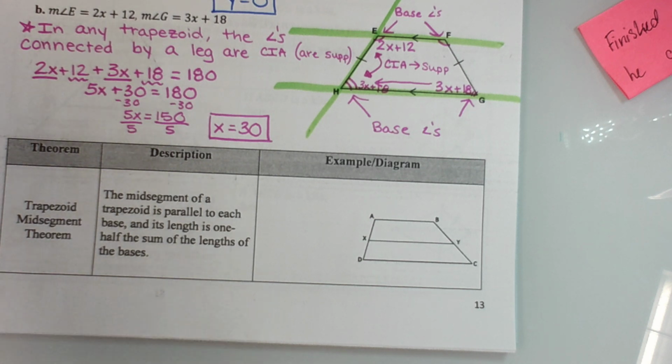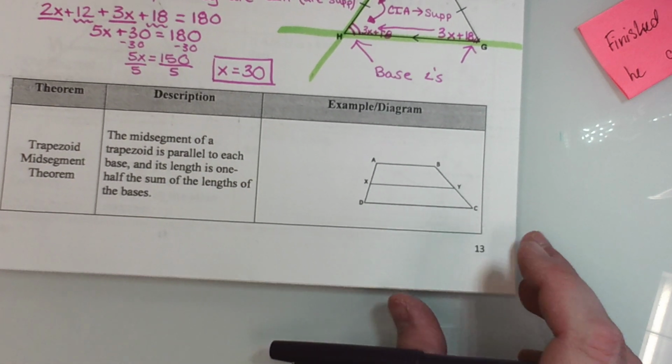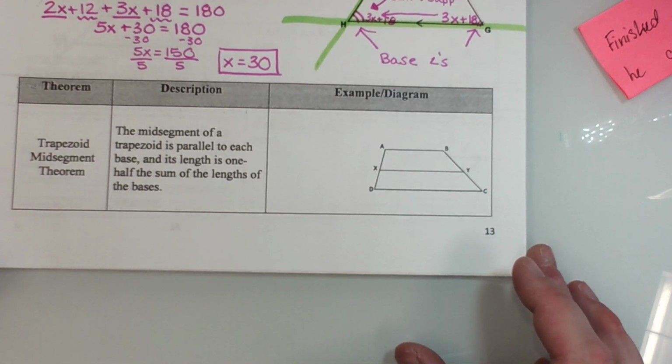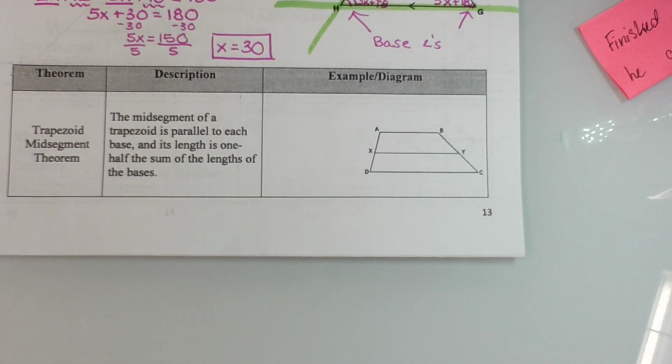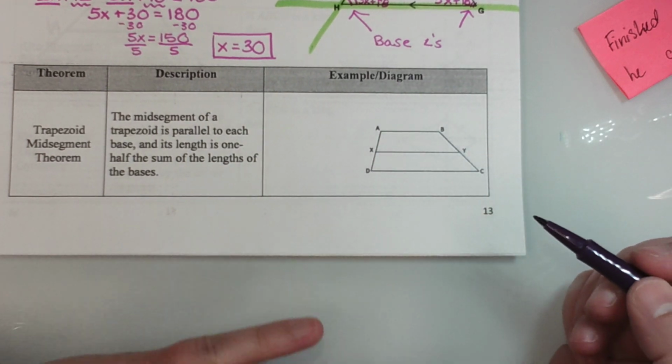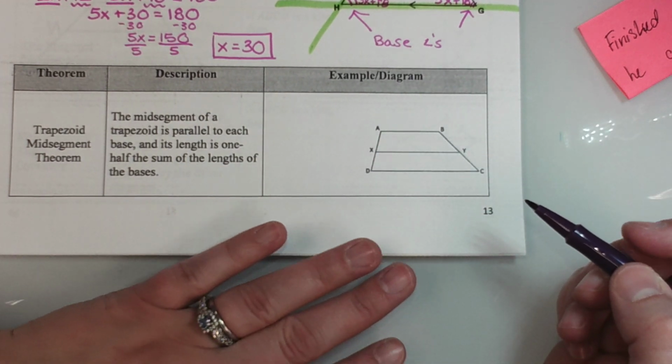Okay, there's one other theorem we're going to talk about with trapezoids, and it is the trapezoid mid-segment theorem. The mid-segment of a trapezoid is parallel to each base, and its length is 1/2 the sum of the lengths of the bases. Okay, so that gives us a couple things. First off, we need to know what a mid-segment is. What a mid-segment is, it's a segment that literally goes through the middle of each side.